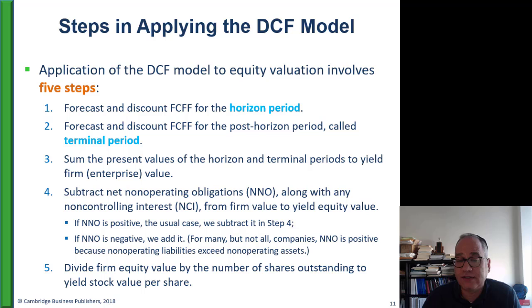Step 3 is to sum up the present values of everything, and that's going to give you a firm value. If you subtract net non-operating obligations along with non-controlling interest, that's going to give you the equity value, because that's really what you're interested in. And if NNO is positive, you're going to subtract it. If NNO, non-operating activity, is negative, that means it's like an asset, then you're going to add it. And then you divide this equity value by the number of shares outstanding to get your estimate of the stock.